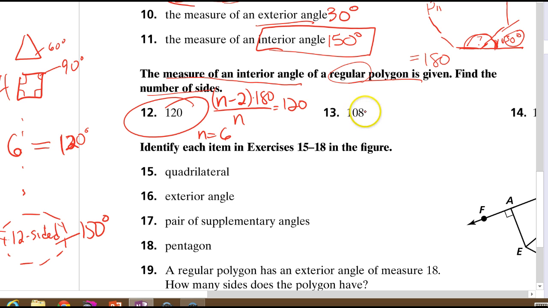Hey, so what do you think 108 is going to be? Well, 108 on our list would be over here. Oh, I wrote that wrong. I'm sorry.